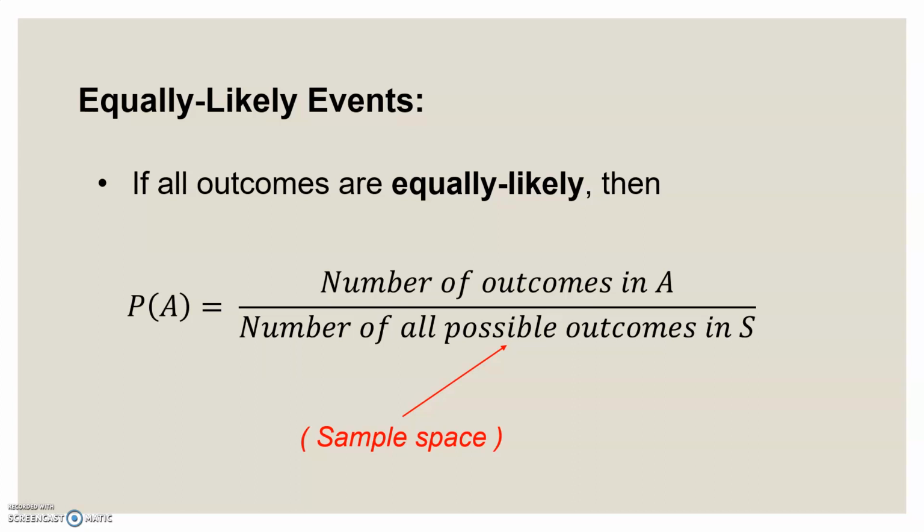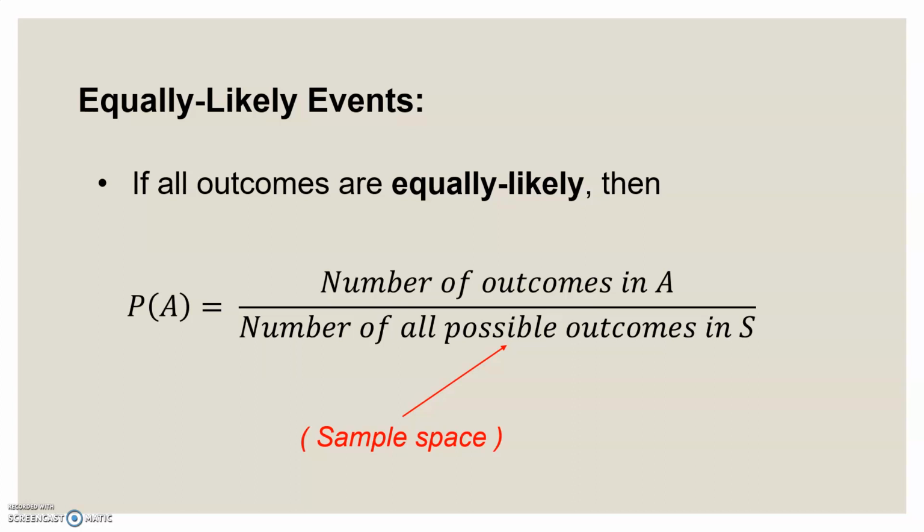So to begin, if all outcomes are equally likely, then we have the formula right here. Whenever we say equally likely, we just mean that the outcomes have an equal chance of happening. For example, rolling a die, each number has an equal chance of happening. Flipping a coin, each side has an equal chance of being landed on. And so we're going to apply this formula directly to some of our examples.